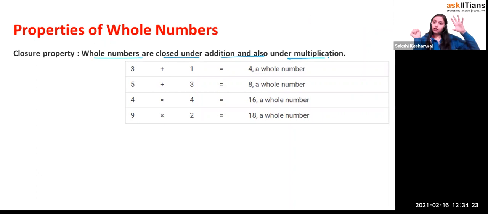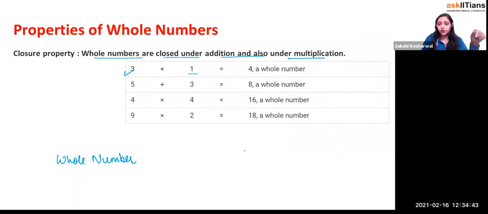Now if you take a whole number and another whole number and apply subtraction, is the answer a whole number? Always, not once or twice but always. So if you just take an example over here, 3 plus 1 is what? A whole number. Whole number and whole number.